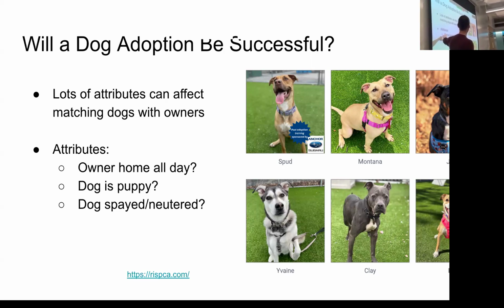First one is the owner home all day? Yes or no? Is the dog a puppy? Again, yes or no? And is the dog spayed or neutered? Again, yes or no? And the 6 pups you see here, they are all local dogs. If you go to the RI SPCA, you can adopt them. And I think they have even more than 6 dogs up there right now. So please check out the website if you are looking to adopt dogs.